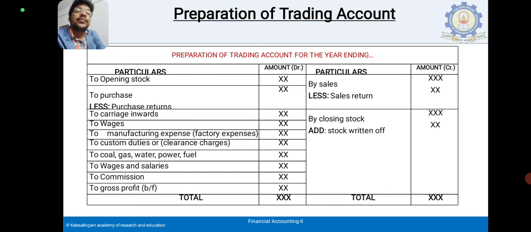So here is the pro forma of preparation of the trading account. On the debit side, to opening stock, next to purchase, and in purchase we are deducting purchase returns, next to carriage inwards, to wages or any other direct expenses if any. On the other hand, on the credit side, by sales, and if there is any sales return then we need to deduct it from sales, then by closing stock, and if any stock is still not yet written off, then we need to add it to closing stock.